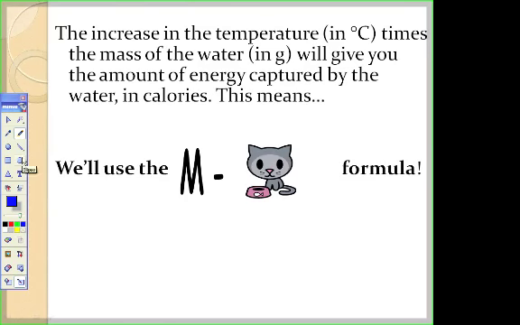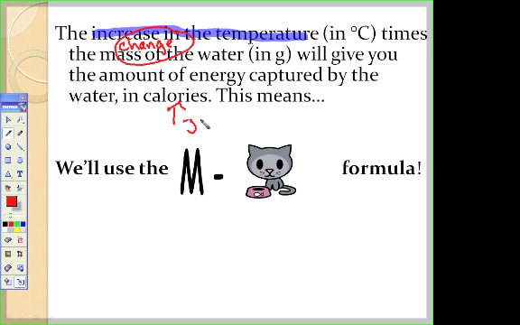Now, in a calorimeter, since we're looking at a temperature change, we can be using MCAT. So we'll look at the increase in temperature. Or decrease, but often these are going to be increases. We're going to be looking at the change in temperature. That's the key.